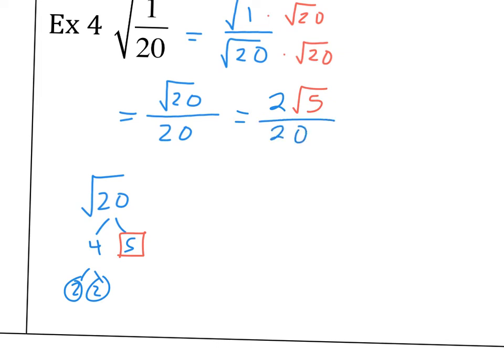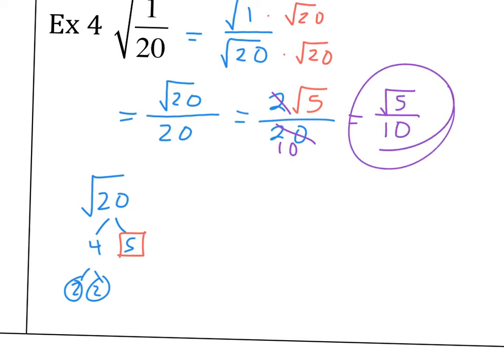Are we done yet? One more step. The 2 in the front, the coefficient, and the 20 down here can both reduce by 2. So in the end, when you divide these by 2, you get radical 5 over 10. And that is your simplified form.